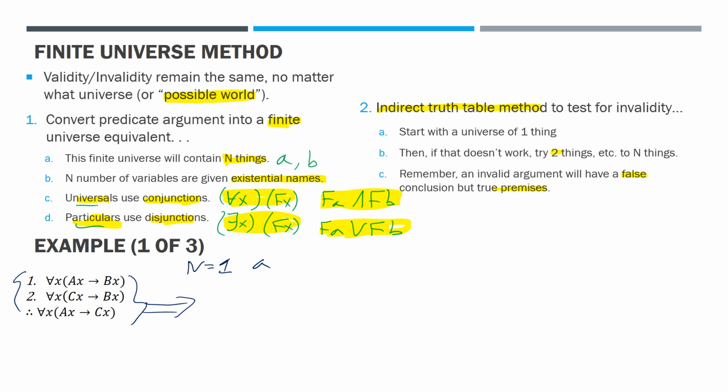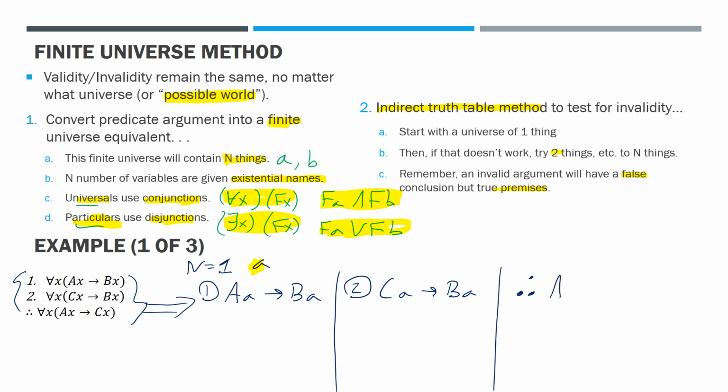So the first premise we have, for all x, if x is an A then x is a B. What will that be equivalent to? We'll just substitute A for x. So we'll say AA arrow BA. So this is premise 1. For premise 2, we'll get CA arrow BA. And then for our conclusion, we'll get AA arrow CA.